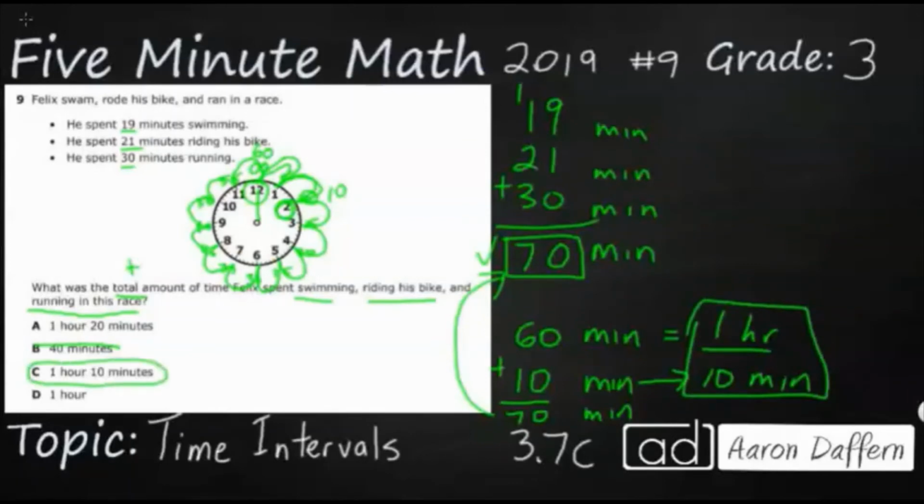And this D is just too small. That would be 60 minutes. And this A is too big. That would actually be 80 minutes. And that is going to be 70 minutes, C.